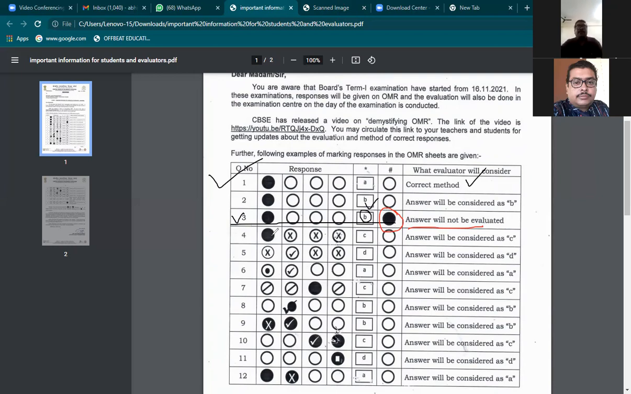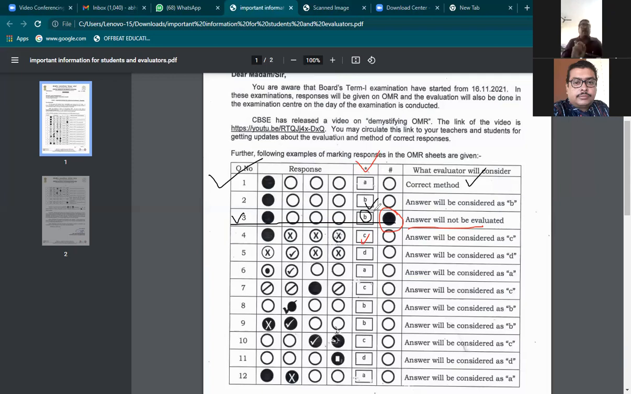Question number 4, suppose C is the answer and you have darkened A. Don't cut anything, don't use anything, just write the correct option in the box. In this box, the right option should be written. Very important. Number 1, you should darken the circle. Number 2, you should write the right option in the box.